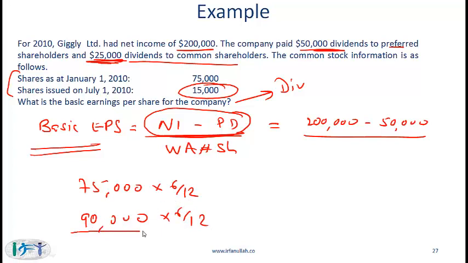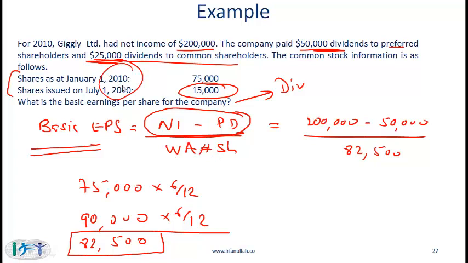Effectively, we are computing the average, 75,000 into 0.5 plus 90,000 into 0.5. This gives us 82,500, which represents the weighted average number of shares outstanding in 2010. And then coming back to our original formula, we have 150,000 in the numerator. That's the amount of money available to common shareholders, divided by 82,500, which is about 1.8. So the basic EPS is 1.8.